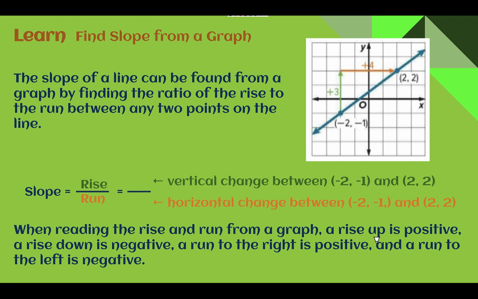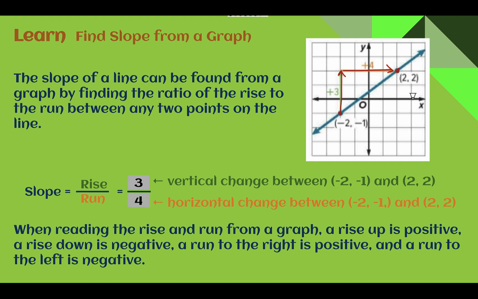The slope of a line can be found from a graph by finding the ratio of the rise to the run between any 2 points on the line. And we saw this in the last lesson as well when we were finding our constant rate of change. So here we're given 2 points. How is it changing vertically compared to horizontally? So vertically, it went up 3 units. So we would put it as positive 3. Horizontally, it went to the right 4 units. So our horizontal change would be 4.